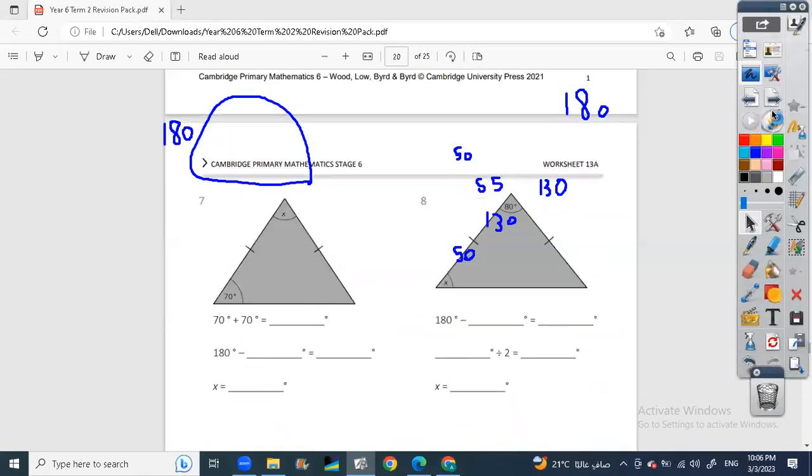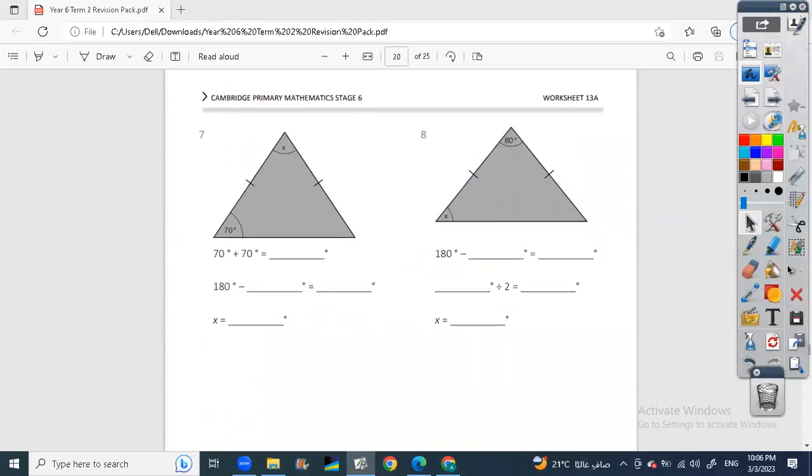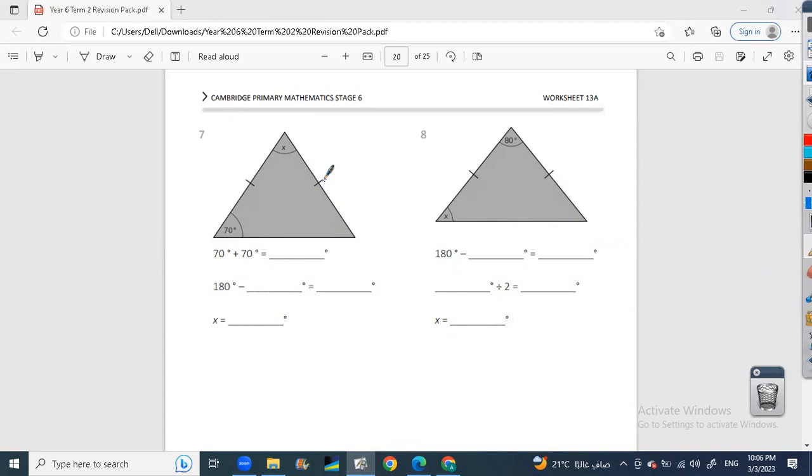All right, in this question we have isosceles triangles. Isosceles triangles are triangles that have 2 equal sides, like this one over here. These 2 sides are equal. If these 2 sides are equal, then these 2 angles are also equal. So this is 70, then this is also 70. Now I can find x. 70 and 70 is 140. Take it away from 180 and it gives you 40 degrees. Then x is 40 degrees.